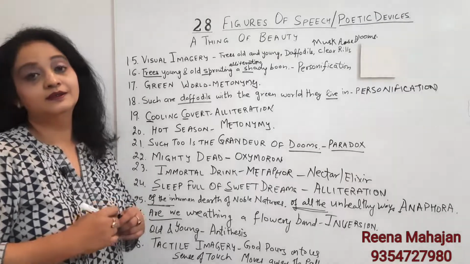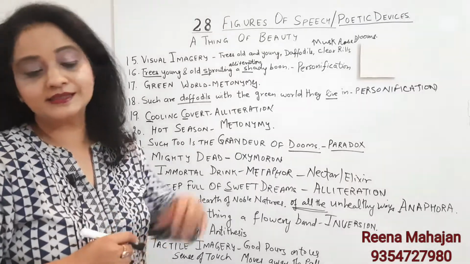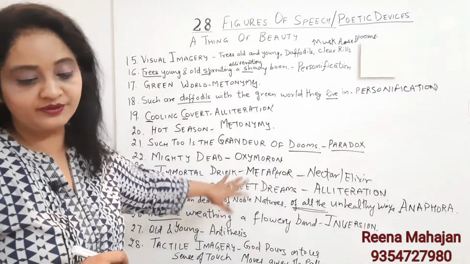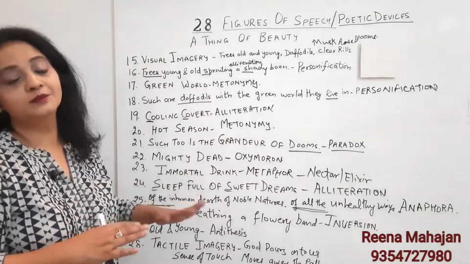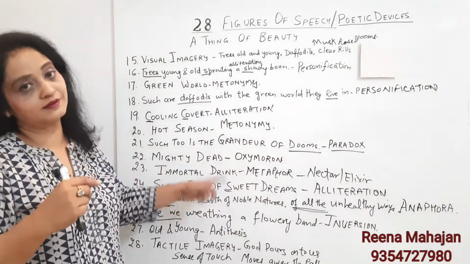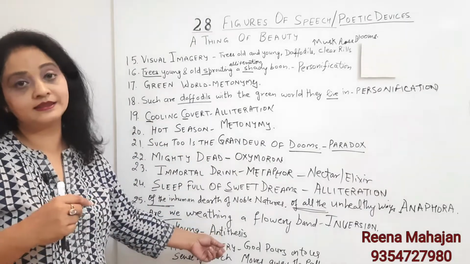Old and young. Old and young is antithesis. Why? Because two different ideas he is giving. Old and young, because two different ideas are written side by side, it is antithesis.